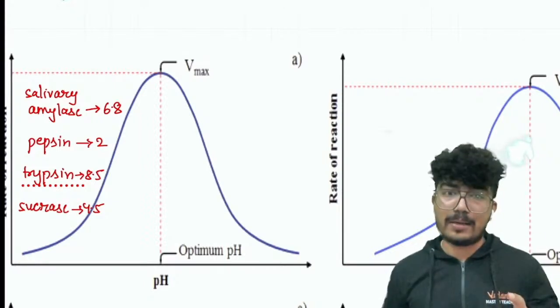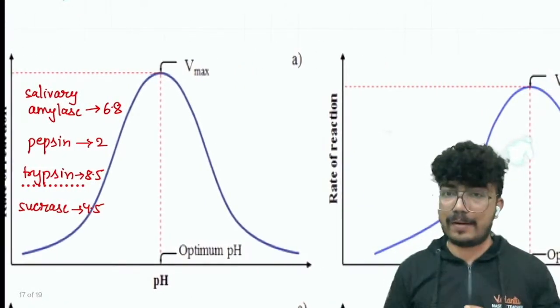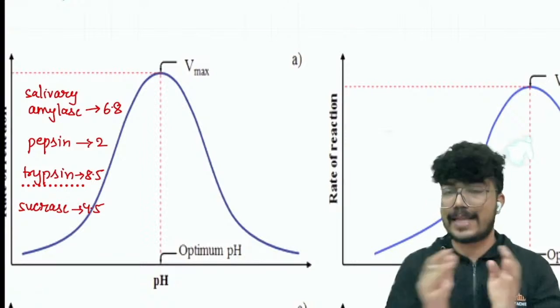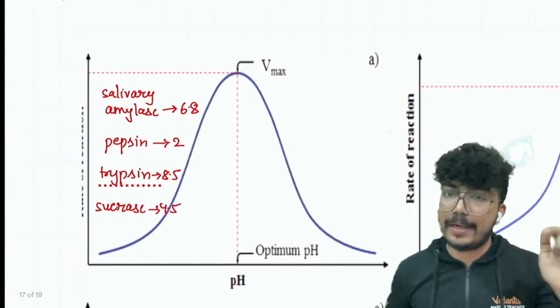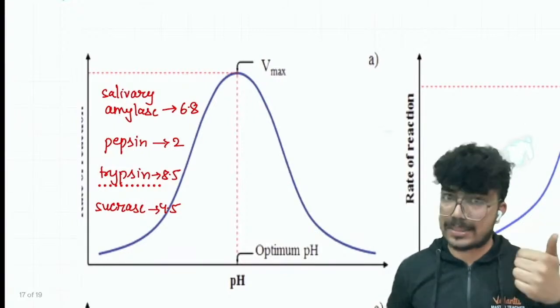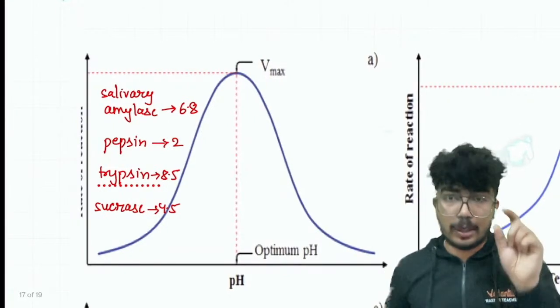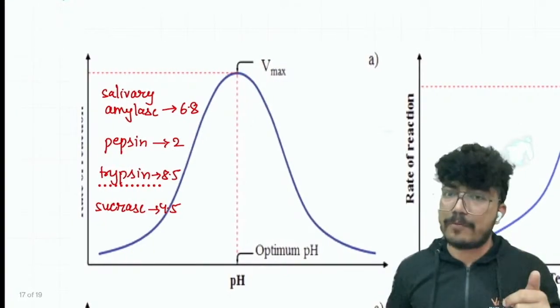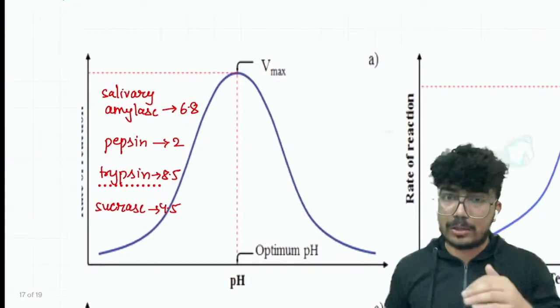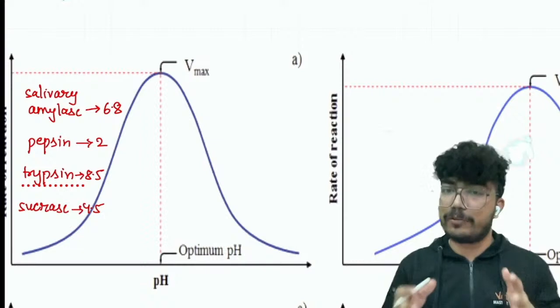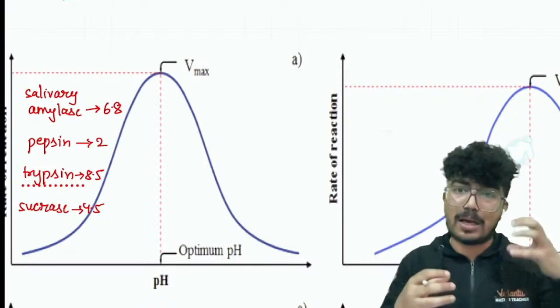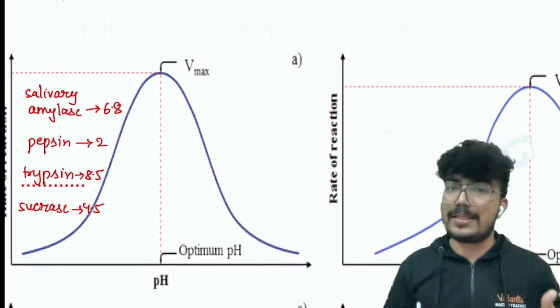If you look at the graph, it clearly states that all the enzymes have a particular pH at which they show the maximum rate of reaction, denoted by Vmax, that is the maximum velocity of the reaction. So that is the optimum pH, and as the deviation from the optimum pH increases, there is a very sharp fall in the enzyme activity.